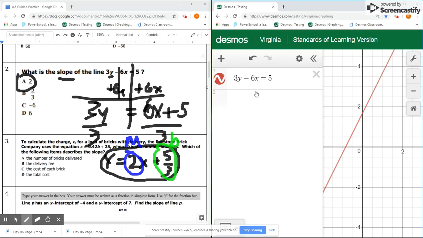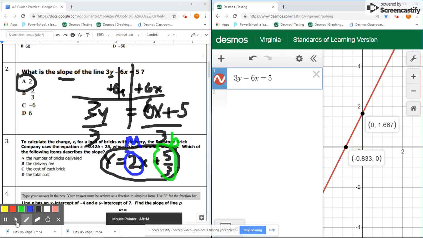Whenever you're asked to find the slope, just try to plug it in here and see if you can count up and over. But since these were not nice points, we can't count up and over, rise over run. So we just had to solve for y here and look for our m, which is the same as slope.